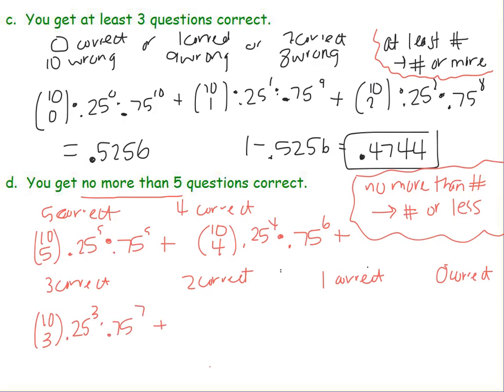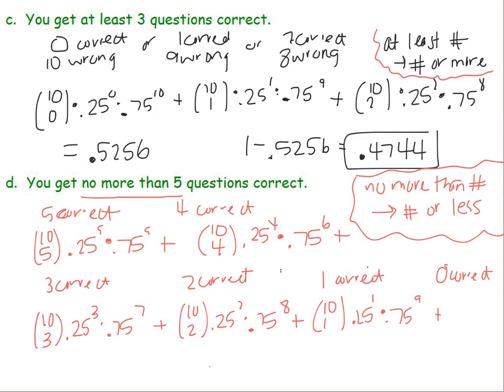Now the 3's change to 2, and the 7 goes up to 8. 10 choose 2, 0.25 to the power of 2, times 0.75 to the power of 8. The 2's go down to 1's, and the 8 goes up to 9. 10 choose 1, 0.25 to the power of 1 times 0.75 to the power of 9.